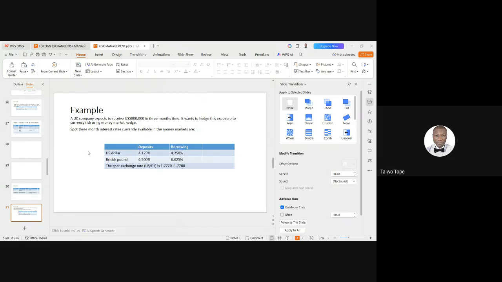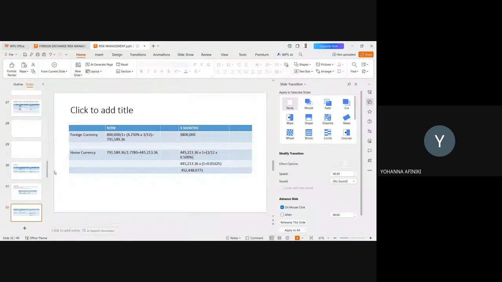At what point, ma'am? I know how to fix them, but it's the calculation. The first one will be 1 plus 4.250% multiplied by 3/12. Yes. But I'm battling with the calculation. I'm not getting the correct figure, sir.